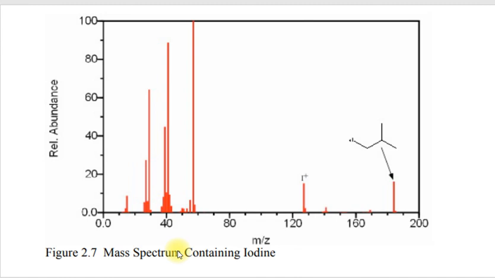And in the case of iodine, you don't have an isotope, so you will get only one molecular ion peak. But always in the case of an iodo compound, the huge gap between the molecular ion peak and the next peak gives you the indication that it is a halogen containing compound.